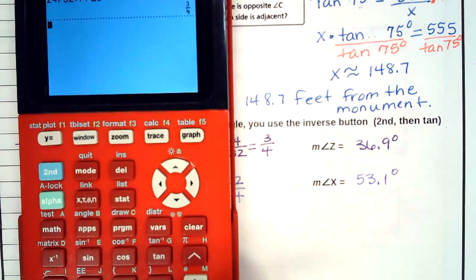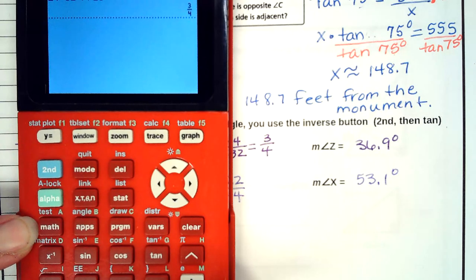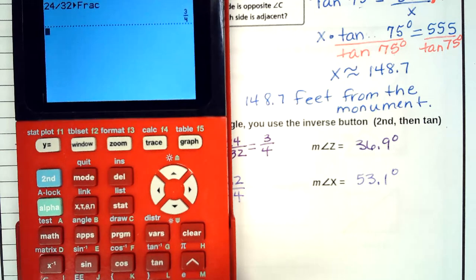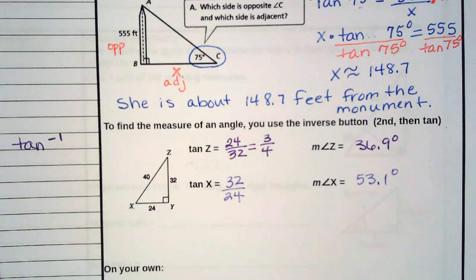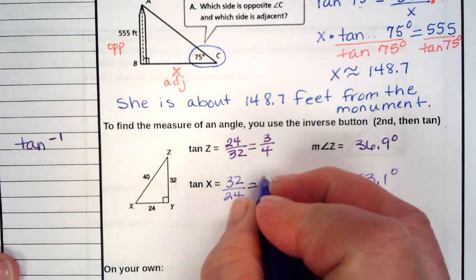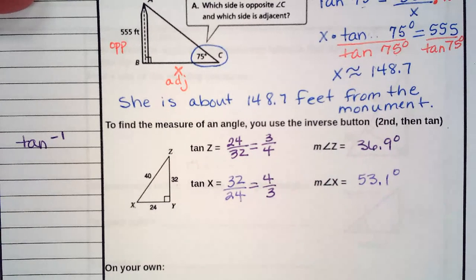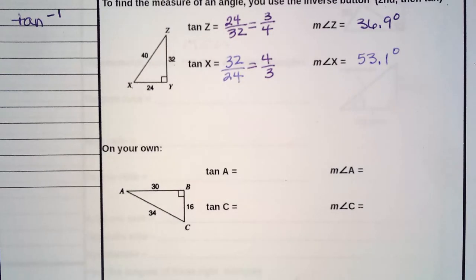Remember, it's math, and then hit enter twice. Type in your fraction, hit math, and then hit enter twice. Now, I don't need to do it again because these are reciprocals, so this will be 4 over 3. Okay, pause the video and see if you can find the tangent of A and the measure of angle A. Then we'll look at that, and then we'll look at the other one, or do them both at the same time. Pause the video and see if you can do the first one or both of them now.